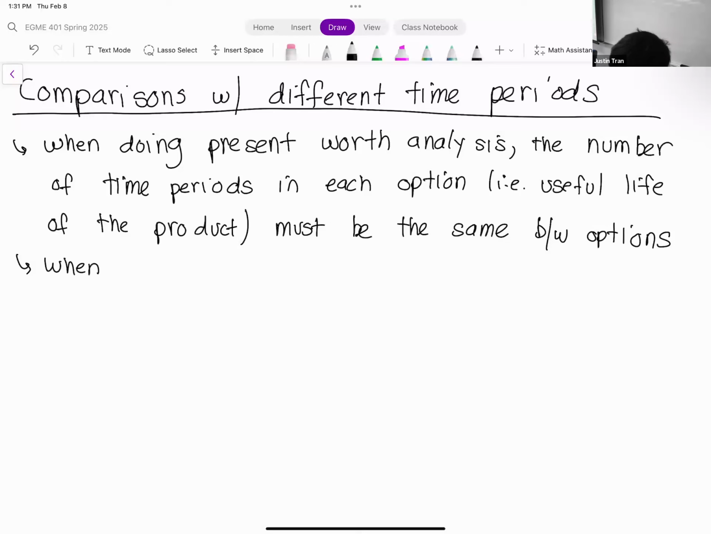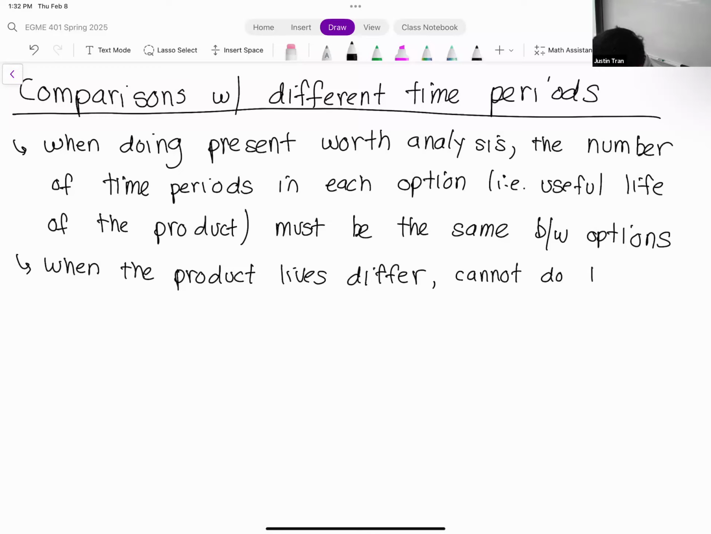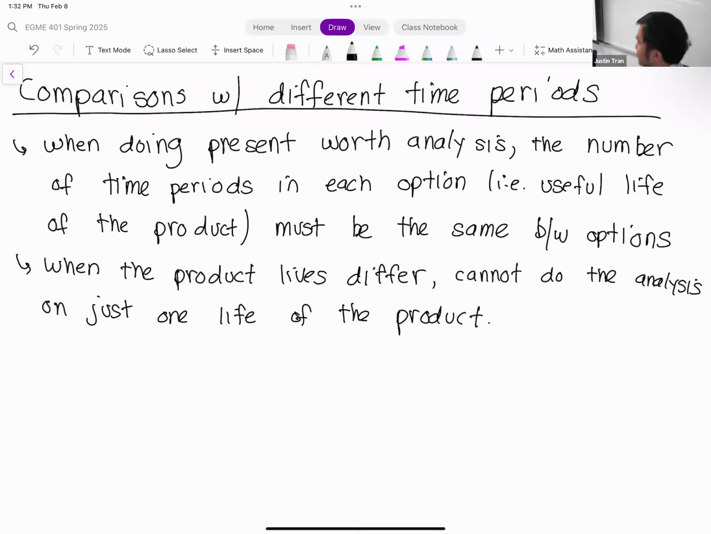So when the product lives differ, you can't perform the present worth analysis just on that one life of that product. For instance, if you're comparing one product that is designed to last for 4 years to another project that is designed to last for 6 years, doing a present worth between the two isn't really a fair comparison because one is going to last longer.